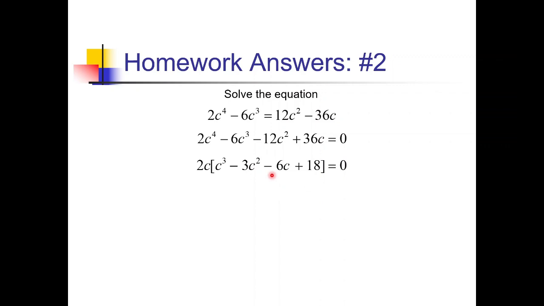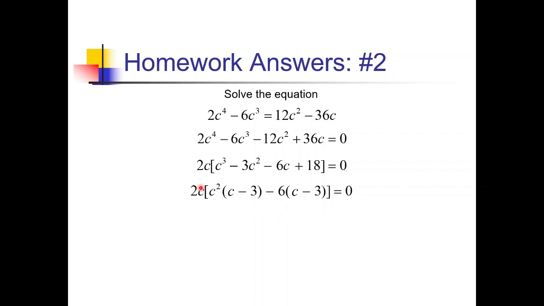And since I've got 4 terms, I'm going to try to factor this by grouping. So I've got the 2c that I initially took out. And for these first 2 terms now, I can take out a c squared. That leaves me with a c minus 3. For the next 2 terms, I can take out a negative 6. So that's going to leave me with a c and a minus 3 as well.